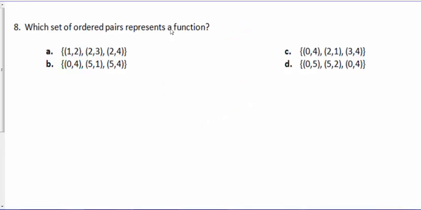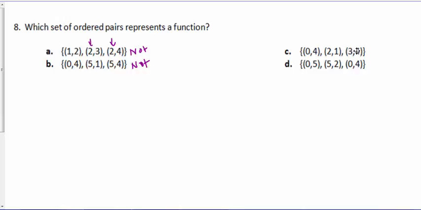Now, which set of ordered pairs represent a function? Well, if I'm looking at ordered pairs to see if there's a function or not, then I'm looking to see if x repeats with a different y value. So this x, 1, 2, 2. 2 repeats here and there. Now it's got a 3 and a 4. So this one is not a function. Okay. 0, 5, and 5. Well, 5 is with 1 here, and 5 is with 4 there. So that's not a function.